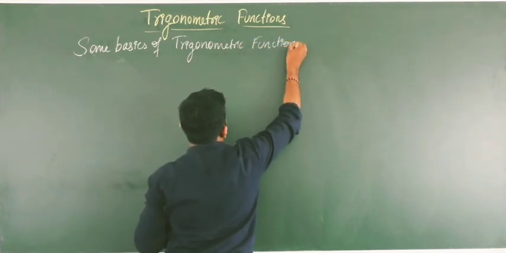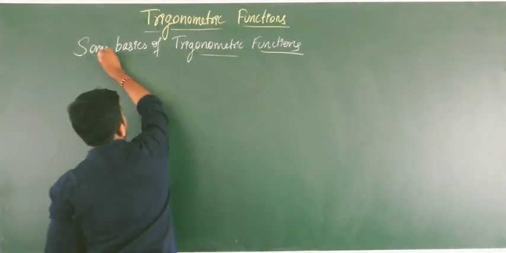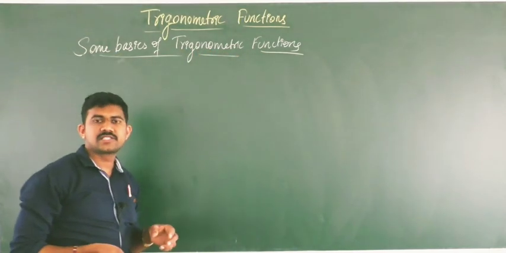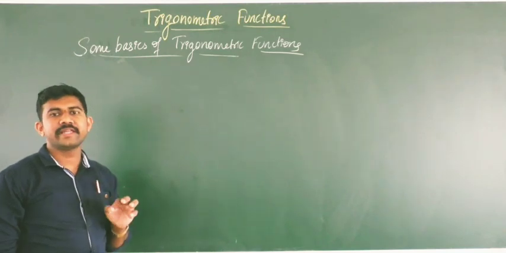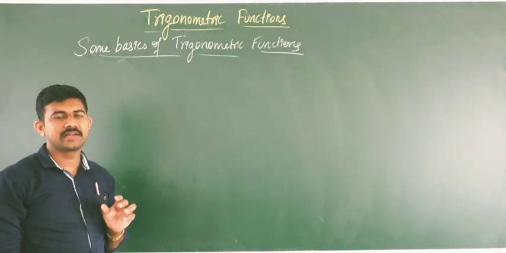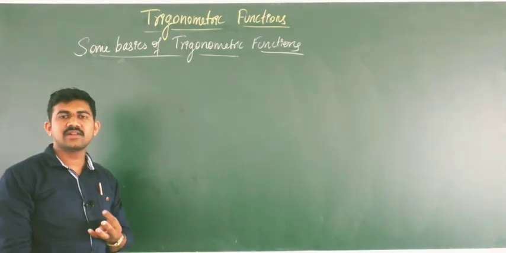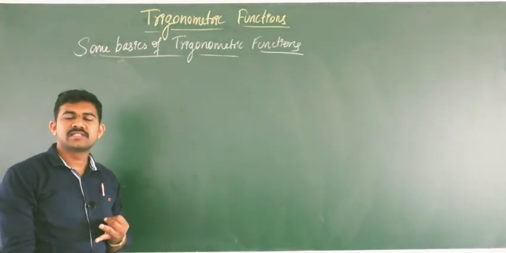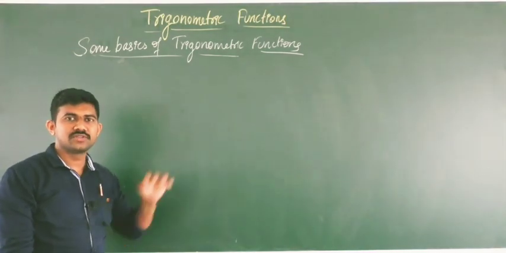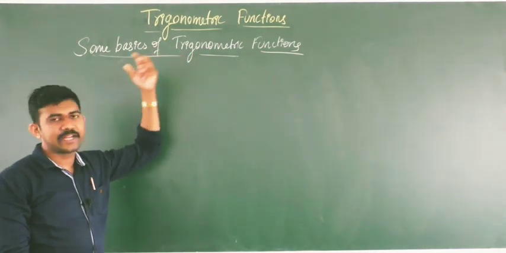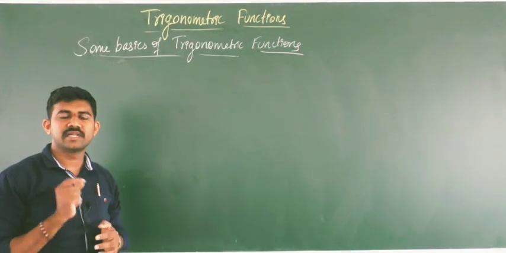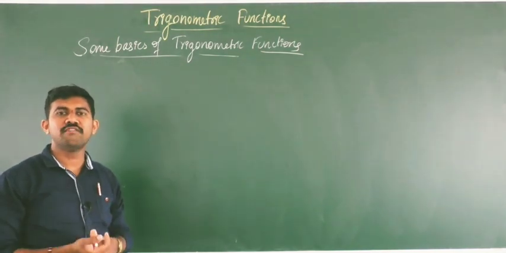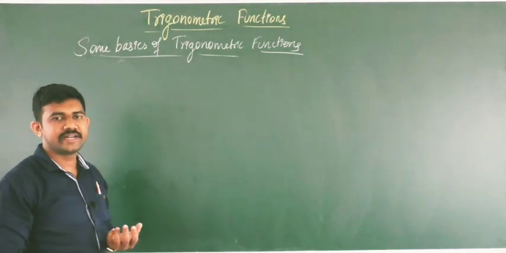Okay, in earlier classes you already studied the trigonometric ratios for acute angles. Trigonometric ratios means sine, cos, tan, secant, cosecant, cot. Those are the trigonometric ratios for acute angles in a right angle triangle that you studied. That is nothing but the ratio of the sides of a right angle triangle, right?